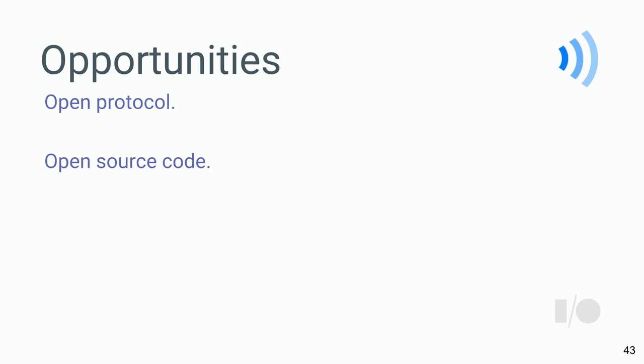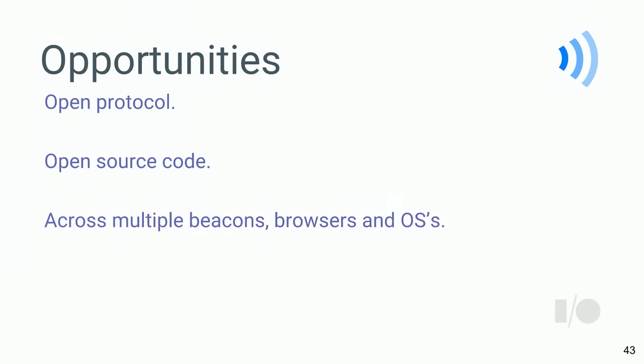All of our code is sitting on GitHub. Go and take a look. The physical web works across multiple beacons, multiple browsers, multiple operating systems. Everything that I showed you today doesn't require you to use anything from Google. Now, the physical web is also ideal for long-tail applications. Your user doesn't have to download an app and install it. You don't have to maintain that native app.